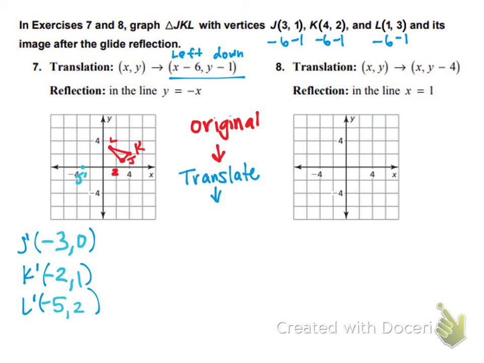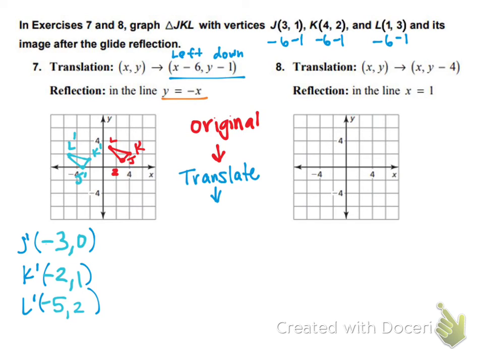K prime is negative 2, 1, so negative 2 up 1. And L prime is negative 5, so 2, 4, negative 5 up 2. Connect the dots. Are we all okay with the second triangle? Okay. We are going to reflect it.